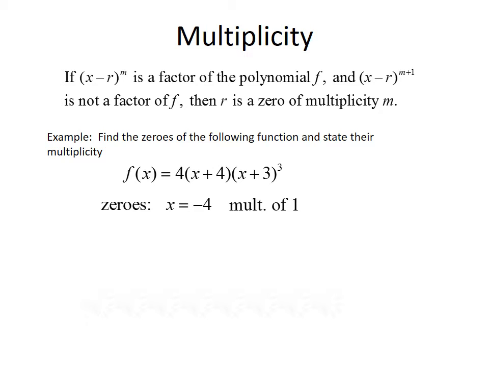Let's look at the next factor, (x plus 3) cubed. So we can just focus in on the x plus 3. What would make x plus 3 equal to 0? That would be x equals negative 3. So our second 0 is x equals negative 3. And again, to find the multiplicity, we look at the power that's on that factor. So this has a third degree power, or power of 3. So the multiplicity of the 0 negative 3 is going to be 3.